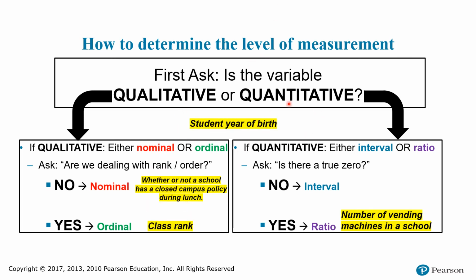Finally, let's take a look at our last variable, student year of birth. Well, that's definitely a number. So when I ask myself, is the variable qualitative or quantitative, I know it's quantitative. It's either at the interval or ratio level. I need to ask myself my second question in order to figure out which. Is there a true 0? Well, year 0 doesn't mean an absence of a year, it just means year 0. So there is not a true 0, which means we're at the interval level of measurement.